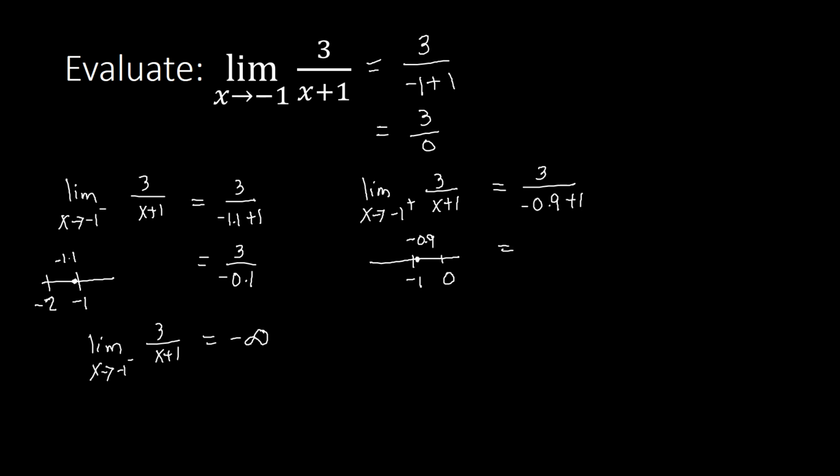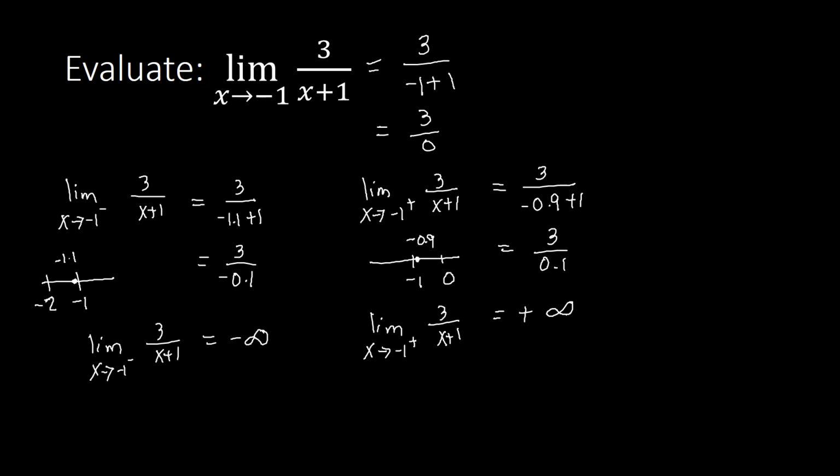This will be equivalent to 3 over 0.1, which gives a positive result. So that's positive. This simply means that the limit of 3 over x plus 1 as x approaches negative 1 coming from the right side is positive infinity.